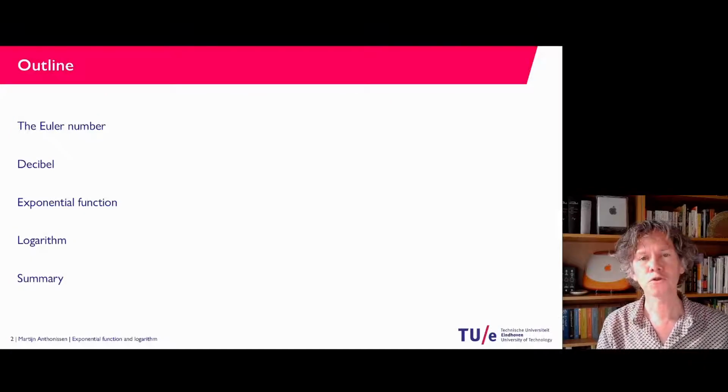I will first point you to a video on the Euler number. Euler is one of the most famous mathematicians of all time, and there is a number, E, which is approximately 2.71, associated with his name. And this is particularly interesting when we talk about exponential growth.